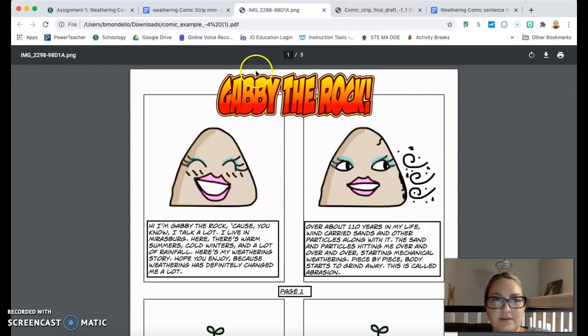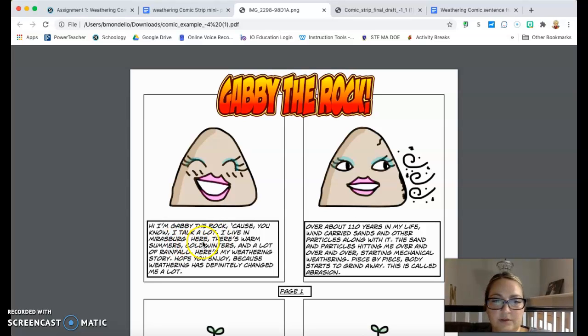All right, so here we have Gabby the Rock. Starts off with an introduction. Okay, so the student introduced the rock, gave the rock a name, and told us where the rock is from. You want to tell us about the climate of where your rock lives. So in this example, the student said that there are warm summers, cold winters, and a lot of rainfall. Okay, so remember that climate includes average temperature and average rainfall.